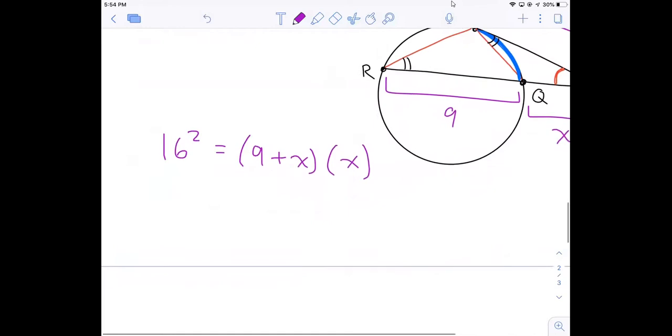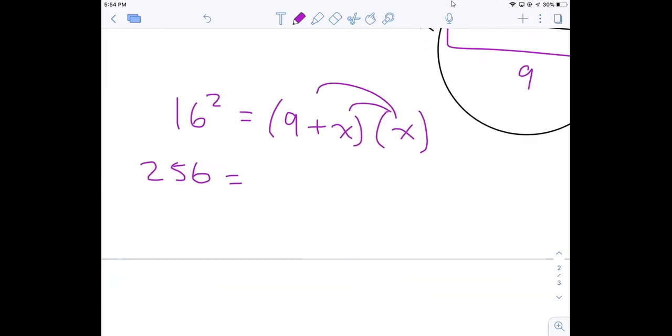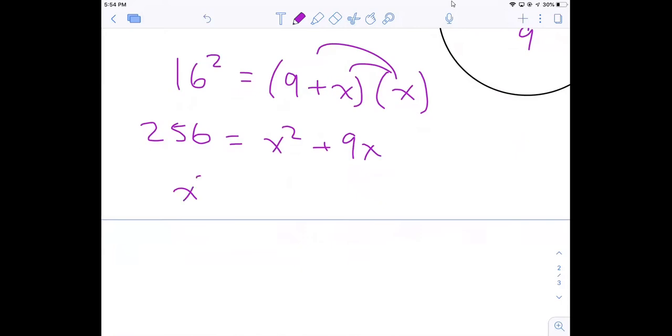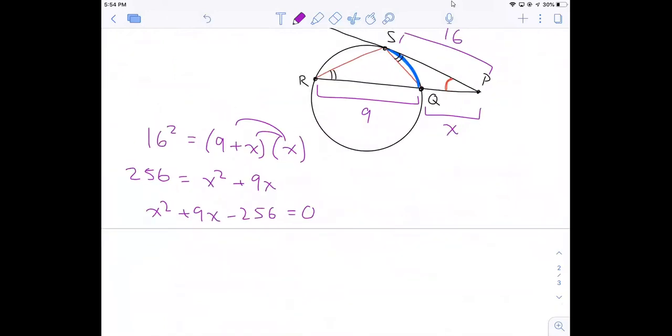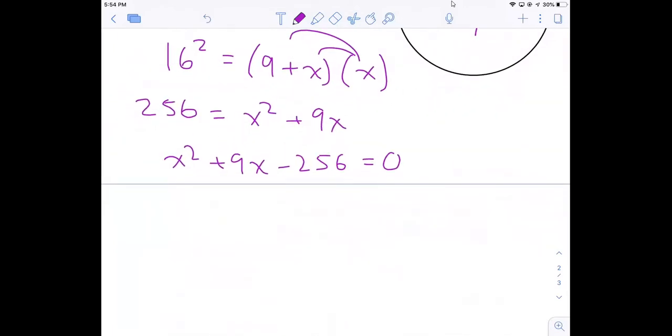So solving for this, we get 256 equals, distribute that X, X squared plus 9X. Let's move that 256 over to the other side. And, I don't think I picked the best numbers here. I'm sorry. I don't think anything multiplies to 256 and adds to 9. Let me double check though.